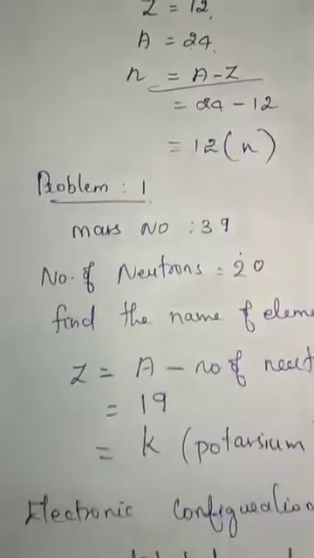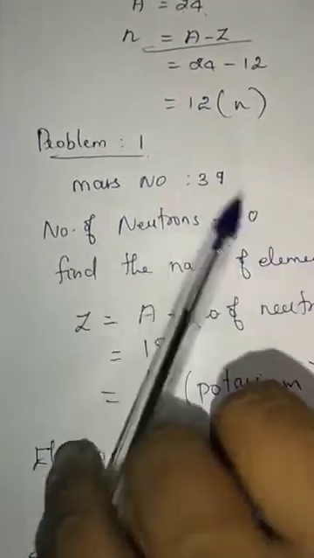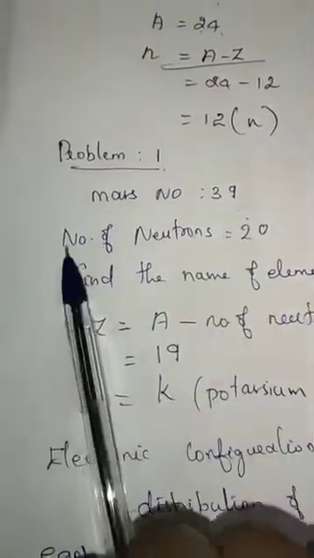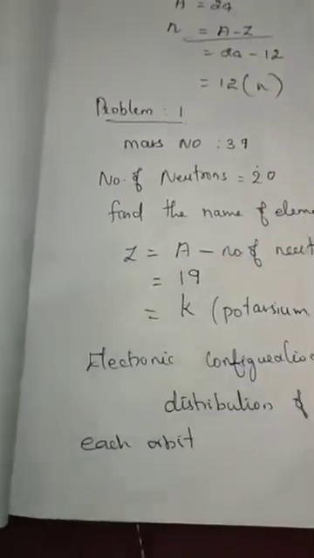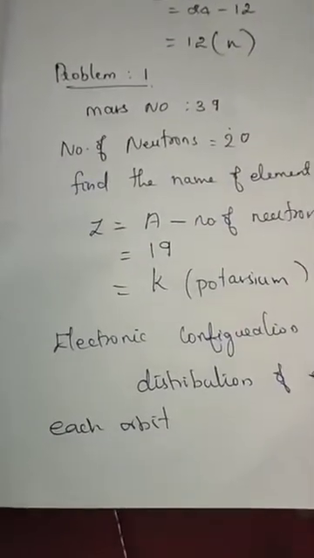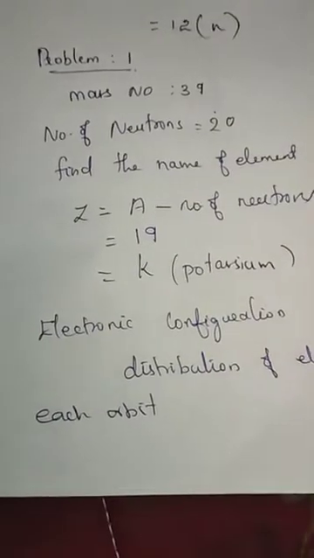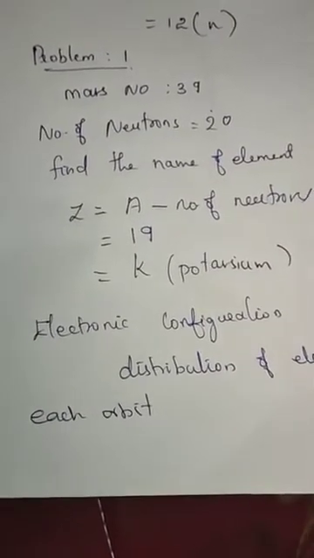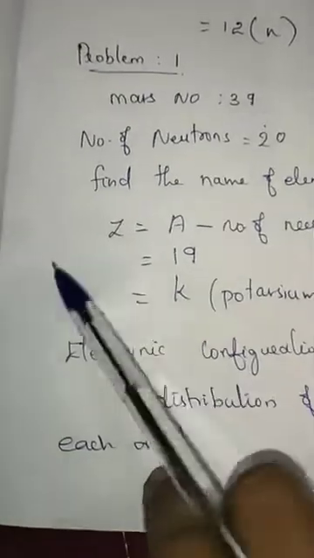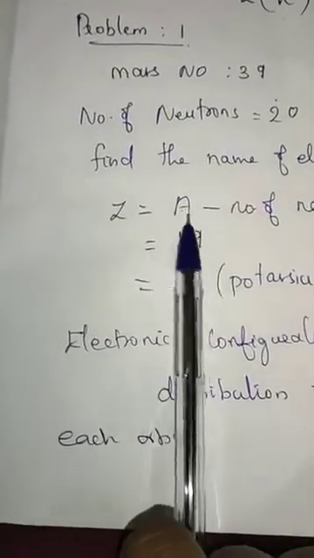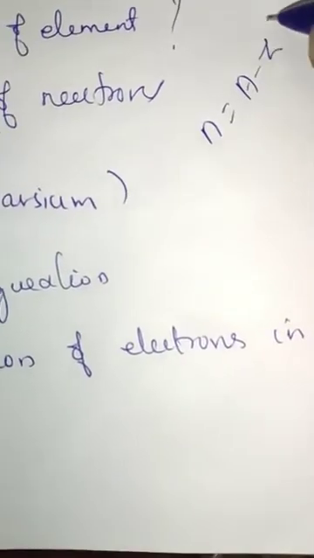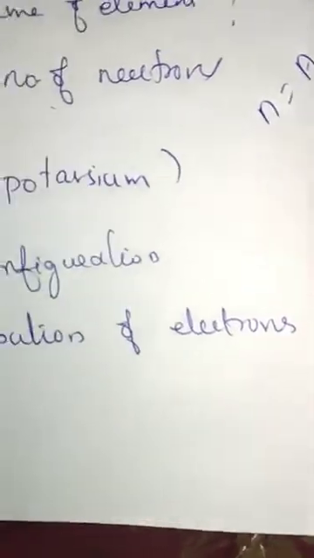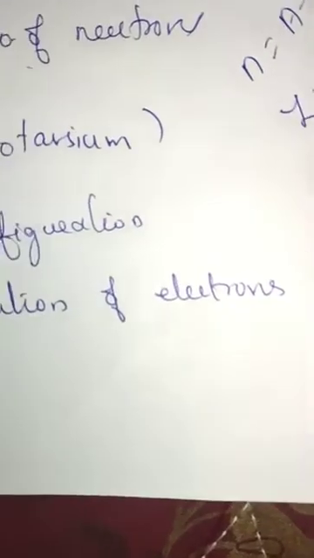Okay, shall we see one problem? Here the mass number is given as 39, number of neutrons 20. We should find the element. Okay, I already said that the number of electrons or the number of protons only determines what? The element, isn't it? So how can we find out? Here you can take A minus Z for the neutron. What should we find out? The Z value, isn't it? The Z value is not given, so we can take what?